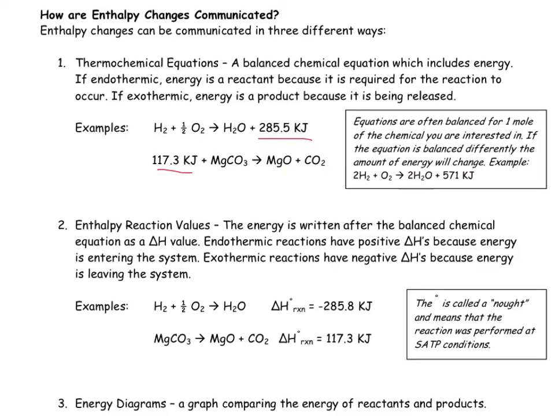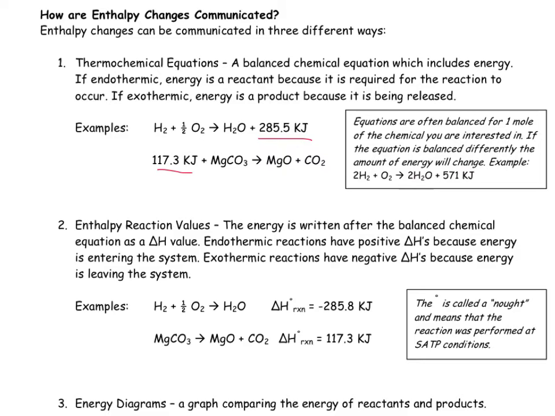If you're writing a thermochemical equation, it is okay to leave fractions as coefficients. This is different from what we discussed in grade 10 and 11. The second method used to communicate enthalpy change is by using an enthalpy reaction value. The energy is written after the balanced chemical equation as a delta H value.